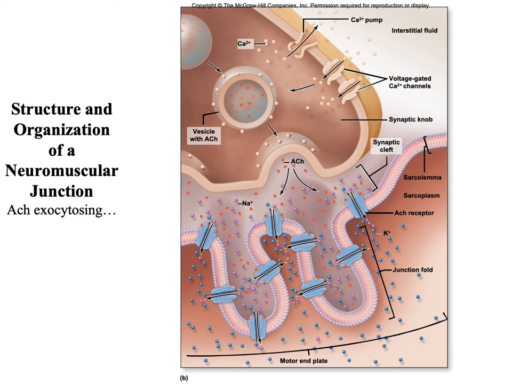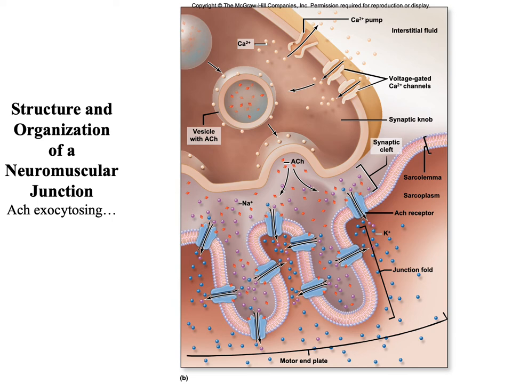And here, as it exocytoses, there goes that vacuole exocytosing. Acetylcholine is now in the synaptic cleft. It's going to go and find these very specific ligand-gated channels. So what's going to open that channel is acetylcholine. Acetylcholine is the key to the gate. Acetylcholine is the ligand.